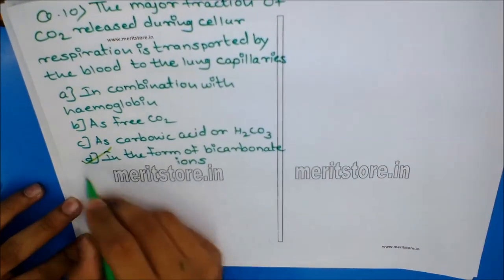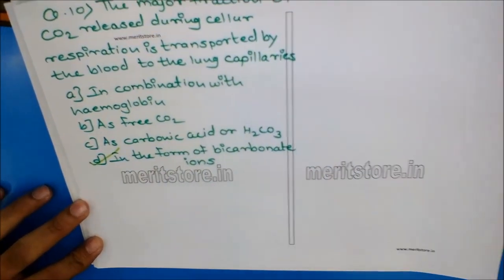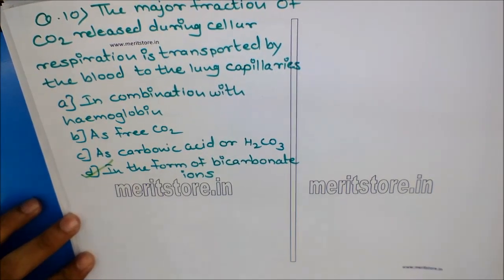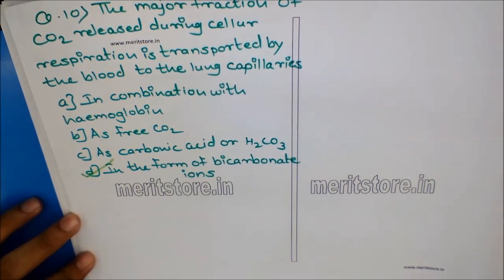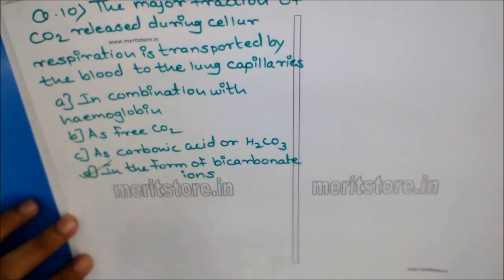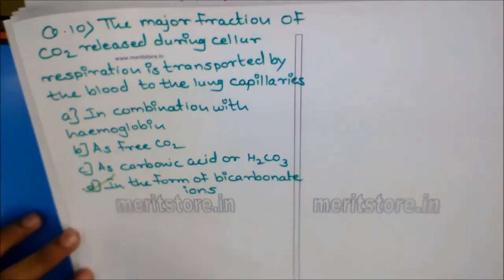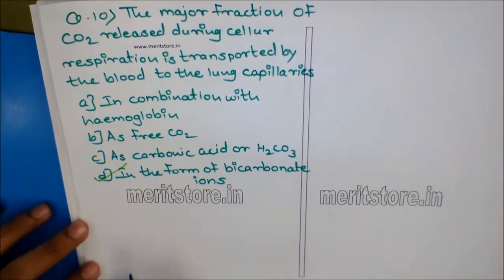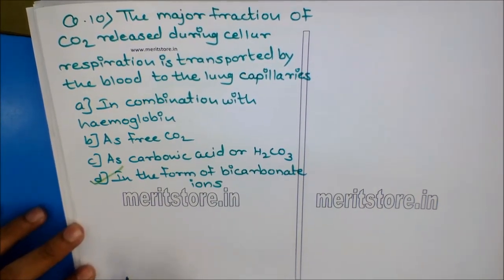D is the answer to this question, as the major fraction of CO2 released is transported in the form of bicarbonate ions and not as free CO2 or as carbonic acid, or not even in combination with hemoglobin, as hemoglobin is combined with oxygen to form oxyhemoglobin. So the answer to this question is in the form of bicarbonate ions.